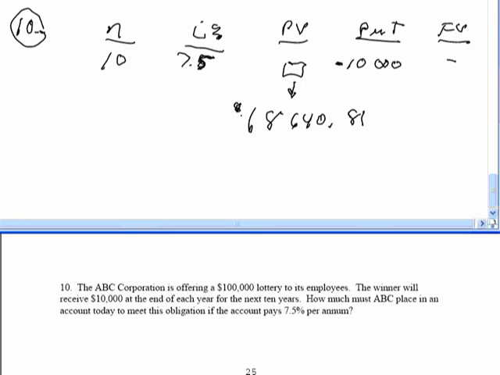So in my opinion here, ABC Corporation should be advertising this lottery as a $68,640.81 lottery, not a $100,000 lottery, because that's actually the amount of money that they have to give up or put away to make 10 payments of $10,000 over 10 years.